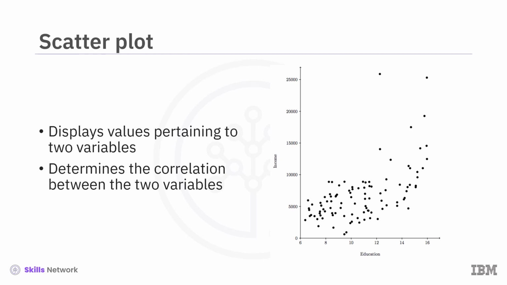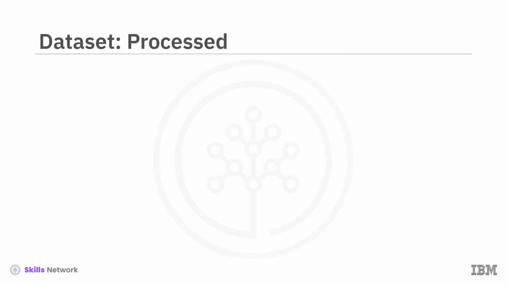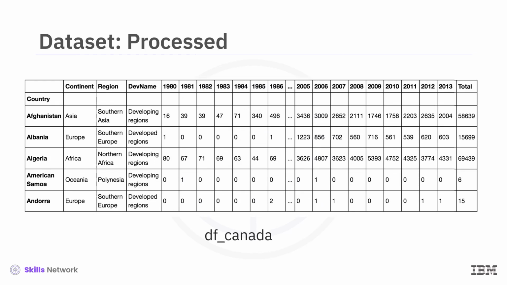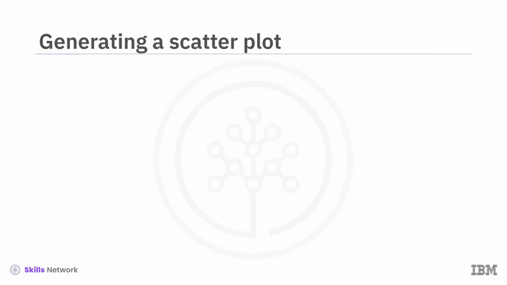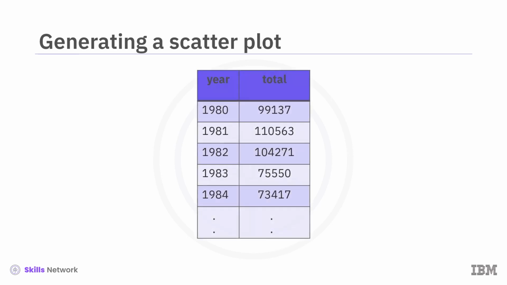So, how can we create a scatterplot with Matplotlib? We are considering data frame df_Canada, which has country names set as an index and one column as total, which represents the cumulative sum of annual immigration from each country from 1980 to 2013. Let's say we want to create a scatterplot of the total annual immigration to Canada from 1980 to 2013. To be able to do that, we first need to create a new data frame that shows each year and the corresponding total number of immigrants from all countries worldwide, as shown here. Let's name this new data frame df_total.